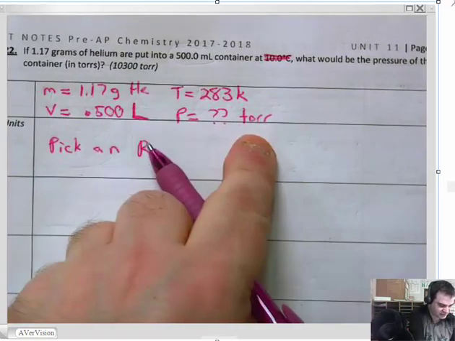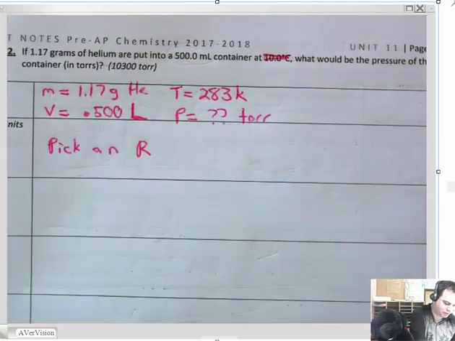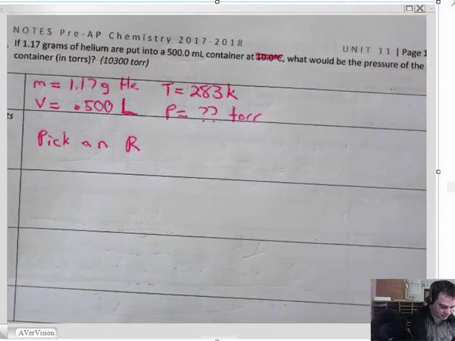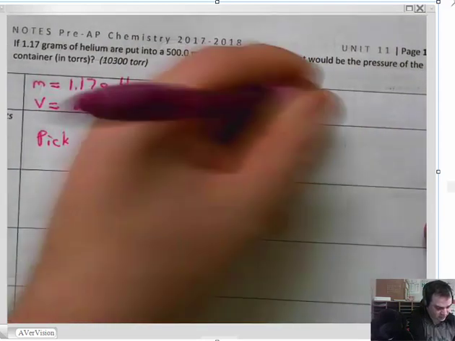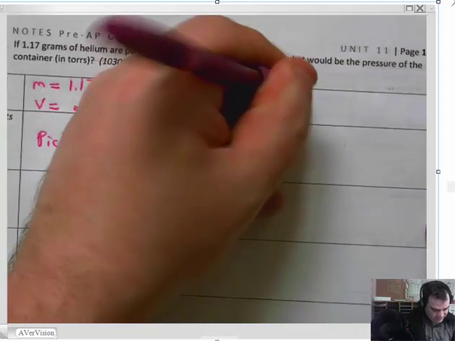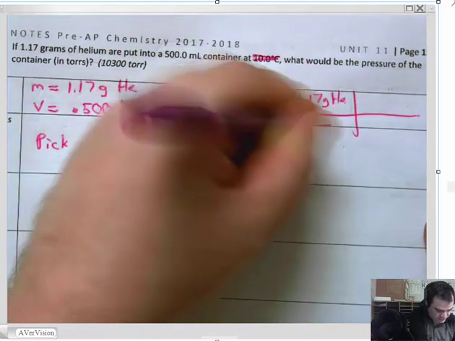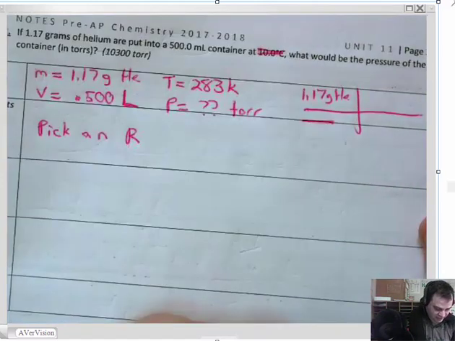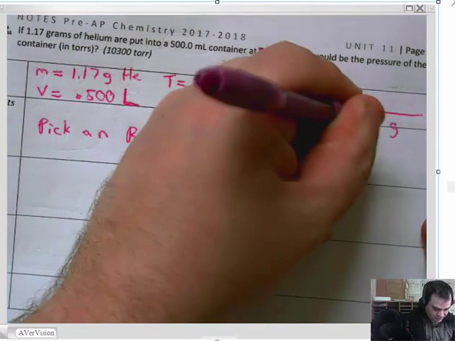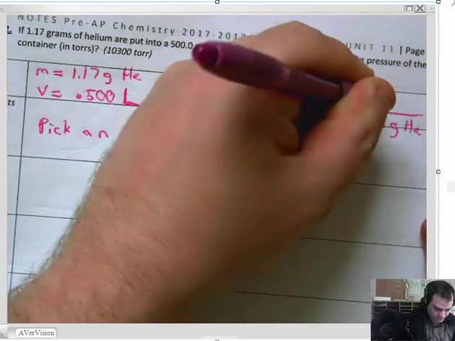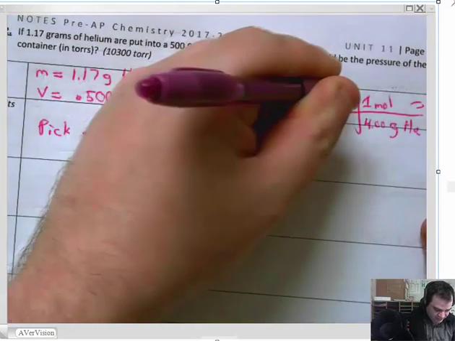Liters, torrs, kelvins, but I don't have moles. Oh boy. Well, here's the thing I can do. There's many ways to do this. You can take 1.17 grams of helium. We know the molar mass of helium is 4.00 grams of helium per 1 mole, and cancel those out.